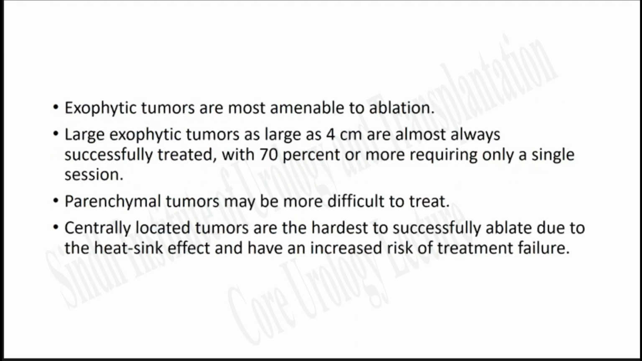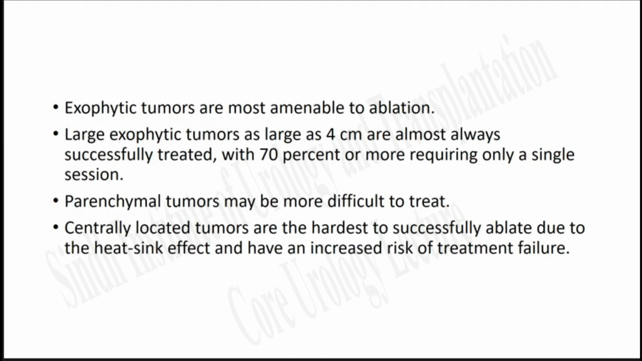Exophytic tumors are most amenable to ablation since they are surrounded by heat-insulating perirenal fat with relatively little vascular tissue, so they are more resistant to the heat sink effect. Large exophytic tumors as large as 4 centimeters are almost always successfully treated, with 70% or more requiring only a single session. Parenchymal tumors may be more difficult to treat, and centrally located tumors are hardest to successfully ablate due to the heat sink effect.